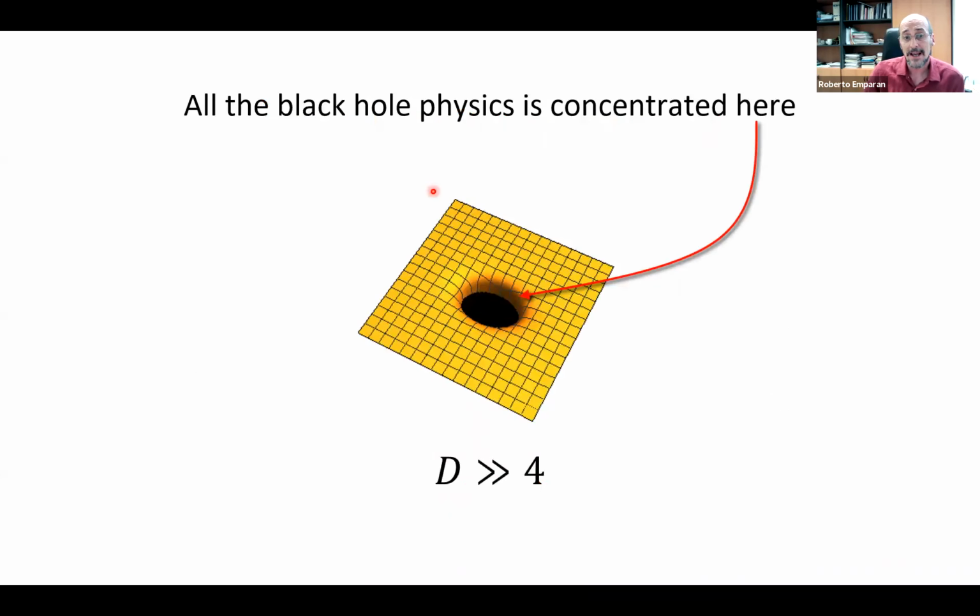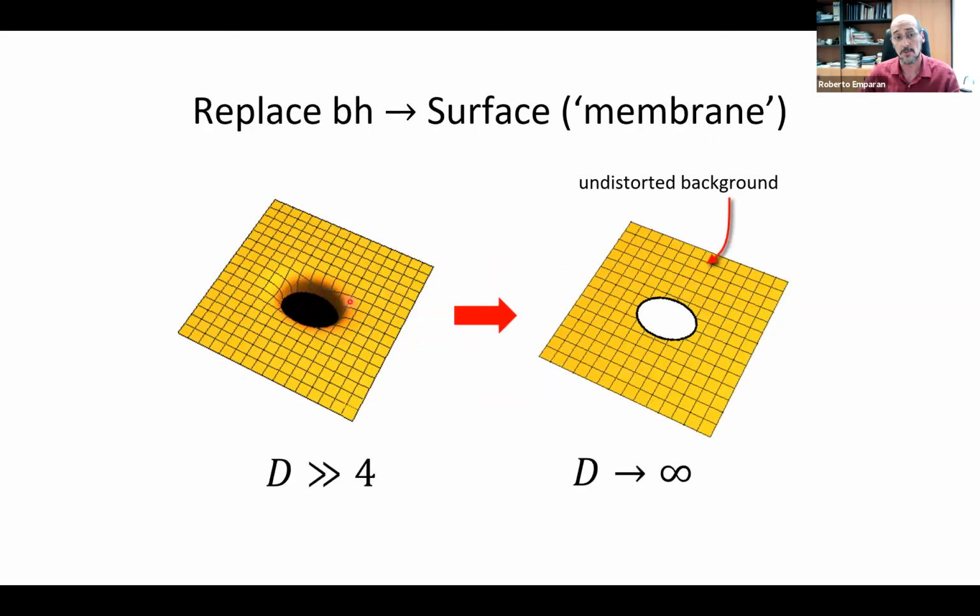As I was saying, all of the black hole physics is concentrated in this small region close to the horizon. So when D goes to infinity, what you find is that the black hole is replaced by something that looks like a hole in your flat spacetime, kind of a membrane. Here you have some flat spacetime or distorted background. It could also be anti-de Sitter or de Sitter if you wanted. But what this picture suggests is that you can replace the black hole with some membrane, some surface that contains all of the dynamics of this thin region around the horizon.